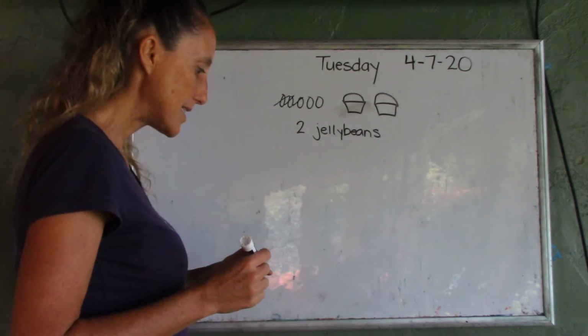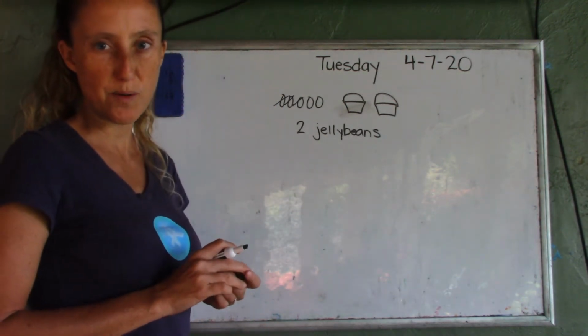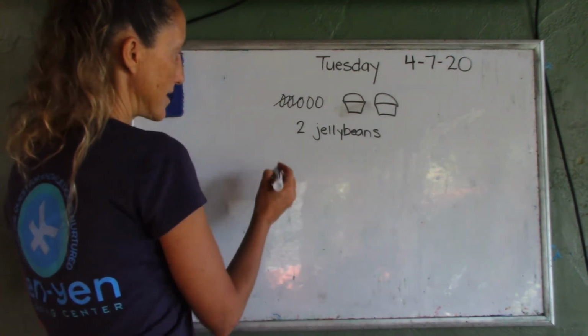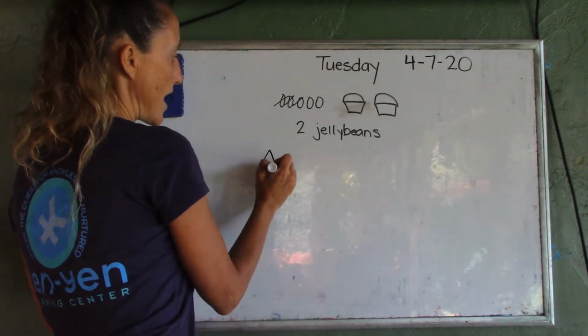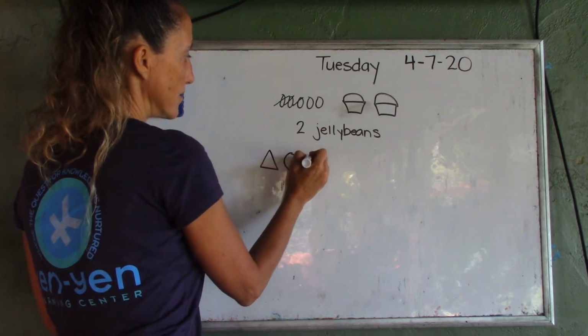Now, let's do a pattern, okay? Let's do a pattern. So our pattern is going to be this. Triangle, circle, circle.